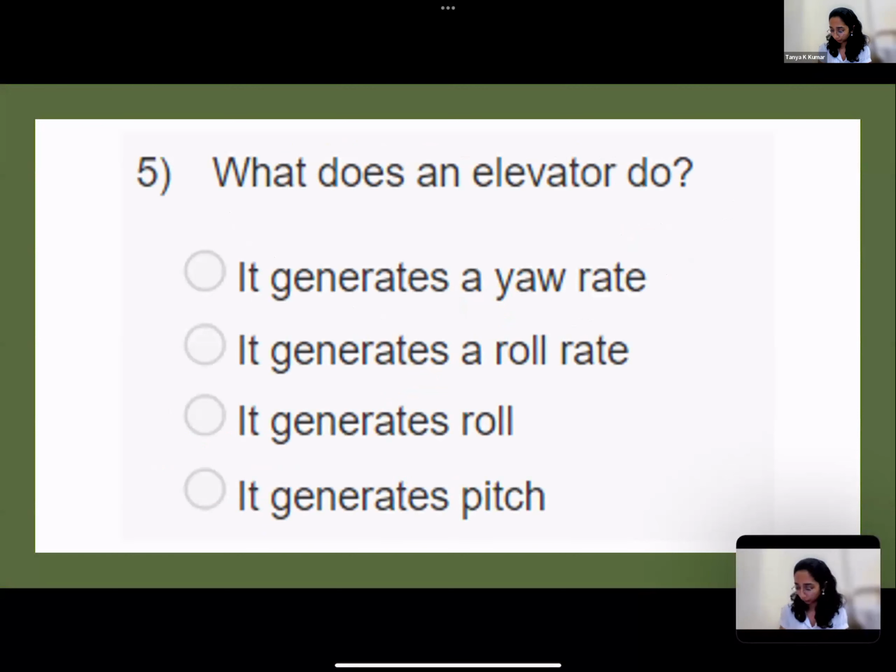What does an elevator do? Elevator is a control surface in which direction? What angle does it control? Yaw, roll, pitch. Pitch, correct. So it generates pitch. What are the other control surfaces? Elevator generates pitch. What generates roll? Aileron, correct. And yaw? Rudder, correct.